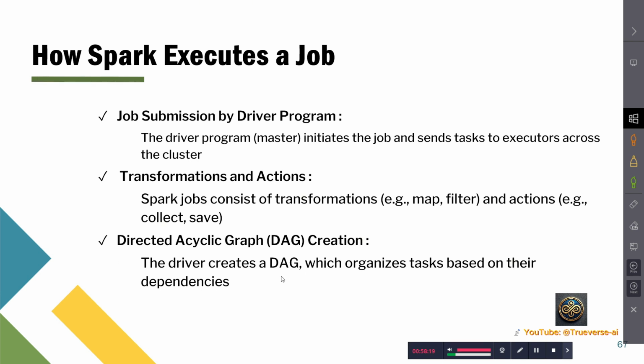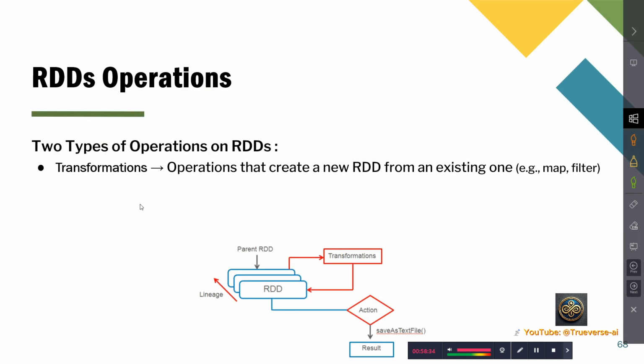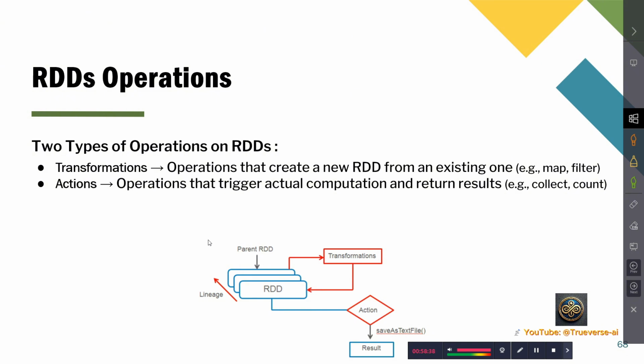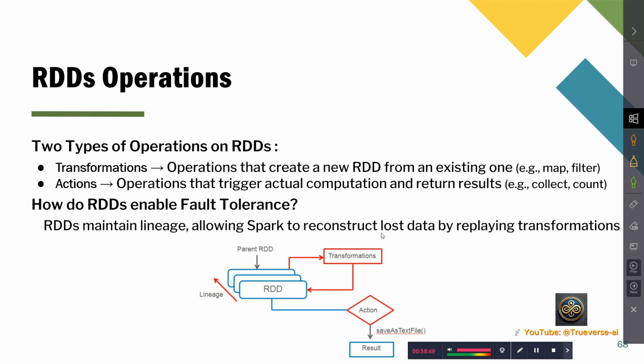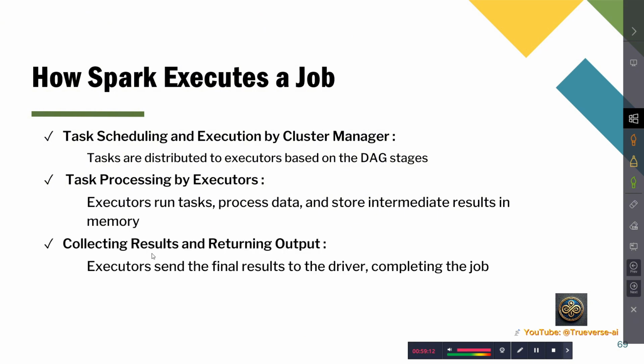And the DAG: the driver creates the DAG, which organizes tasks based on their dependencies. So these are the two important operations of the RDD, transformation and action. A transformation creates a new RDD, and an action triggers actual computation. How does the RDD enable fault tolerance? The RDD maintains lineage, allowing Spark to reconstruct lost data. So how is a job executed? Scheduling and executing by cluster management, task performance, and then collecting the result. That's all.